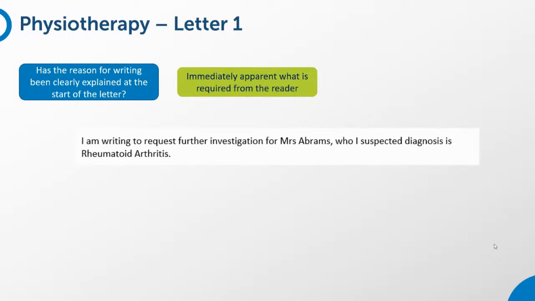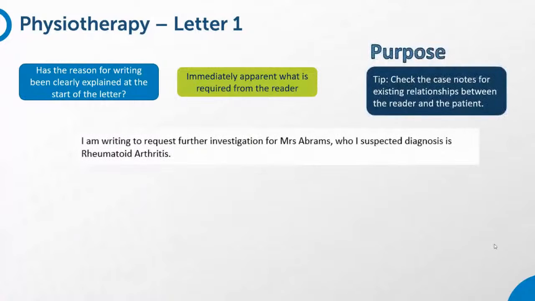But what we do need to have, which is done pretty well in this reason for writing, is to explain that reason and what is expected of the reader. So my tip here is check the case notes for existing relationships between the patient and the reader, as well as between the patient and you as the writer. And official OET case notes will make these relationships clear, so you won't have to guess. And if there is an existing connection to the reader, then make it clear that they are an existing patient at the start of your letter.